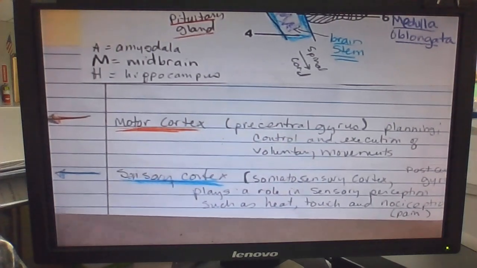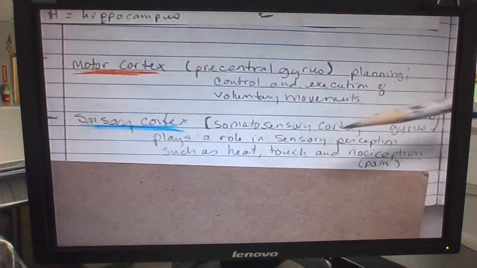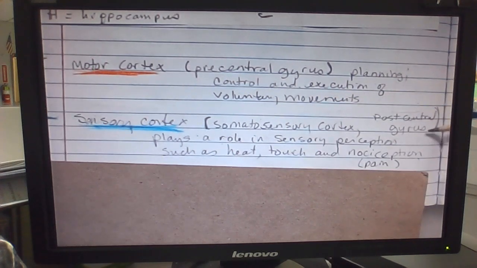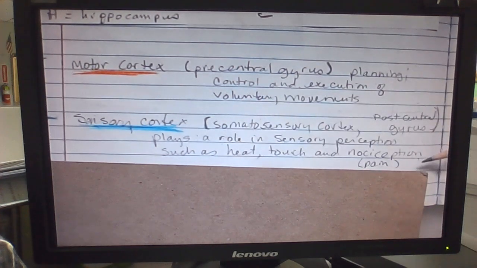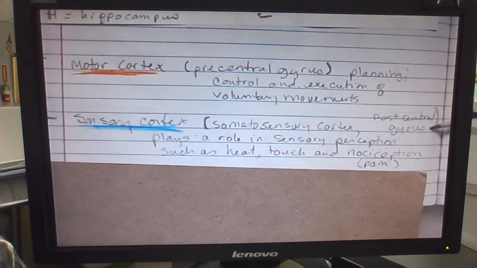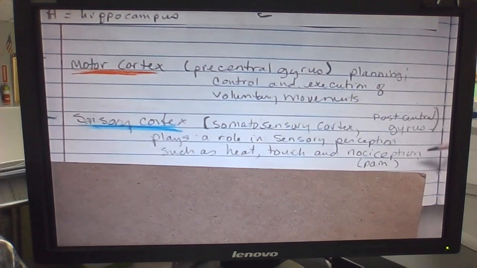Sensory cortex, somatosensory cortex, or postcentral gyrus. This plays a role in sensory perception, such as heat, touch, and pain. Nociception.